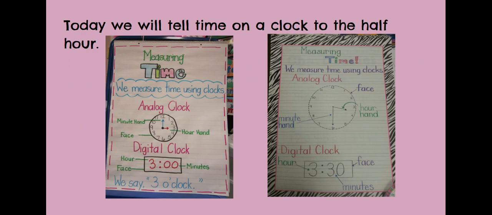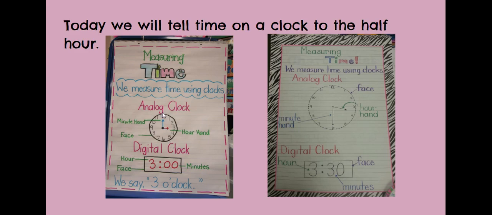Today, we will tell time on a clock to the half hour. Yesterday, you guys worked on telling time to the hour. On the screen, I have 2 anchor charts. The anchor chart on the left shows how to tell time using clocks. The short hand is the hour hand. That's what we say first when we're telling the time. The long hand is the minute hand. That's what we say second when we are telling the time.